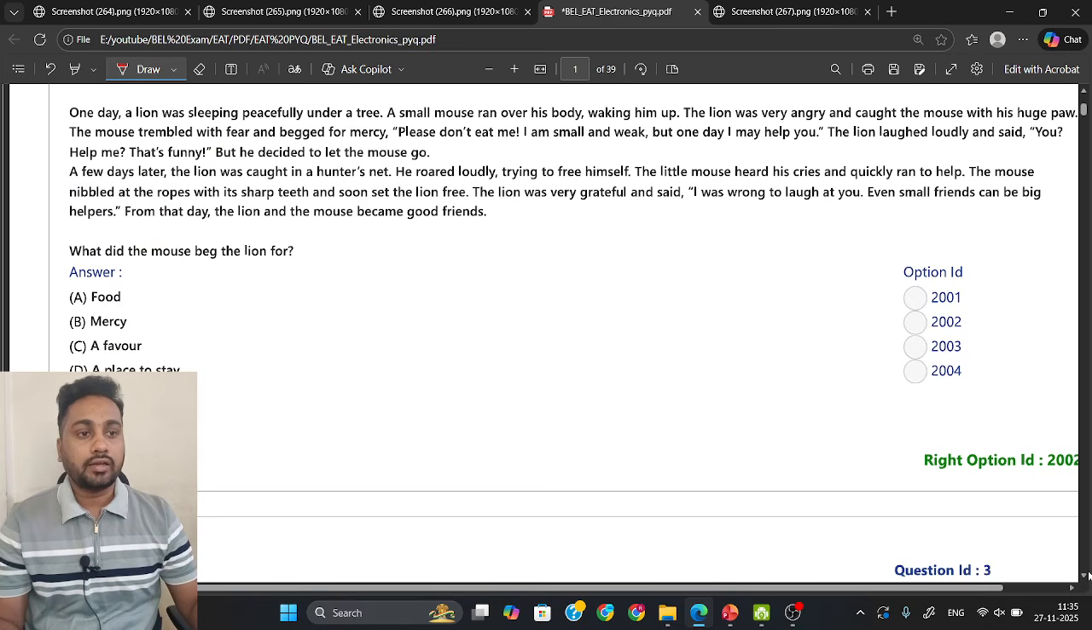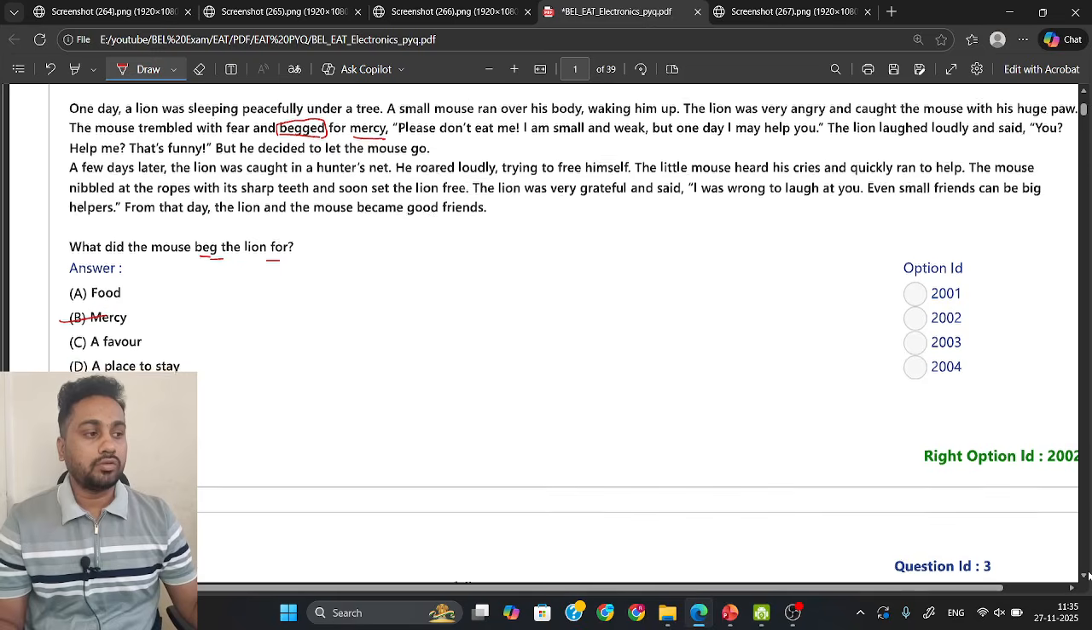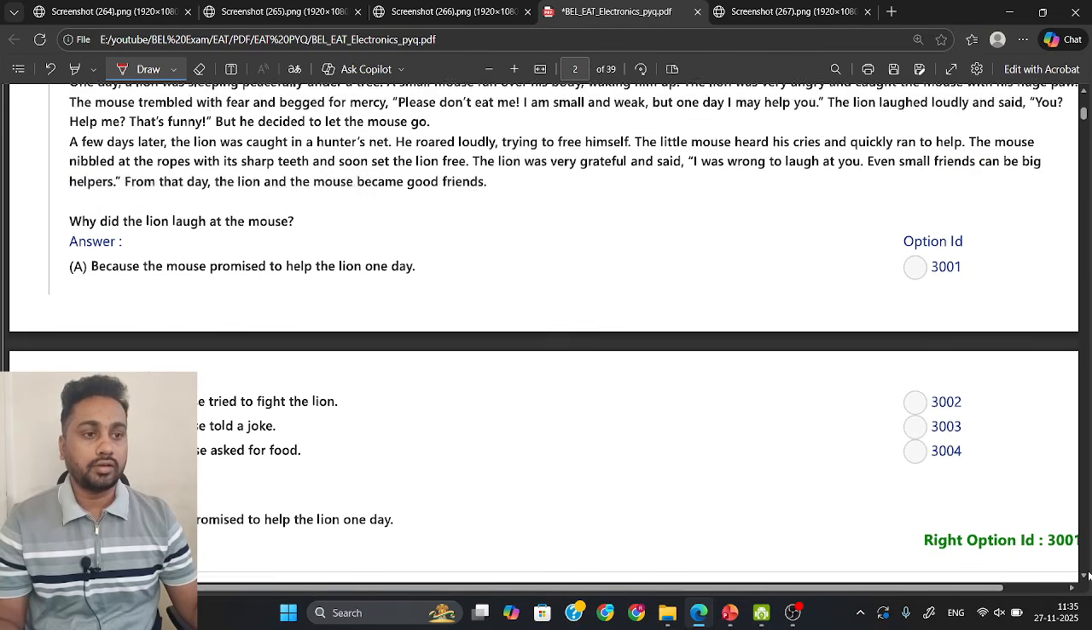Next, what did the mouse beg the lion for? Here the word 'beg' is there, and you will find this word in the passage. See the related options, so this is mercy, so option B is your right answer. Like that you can simply find the answer, or you can read the passage.